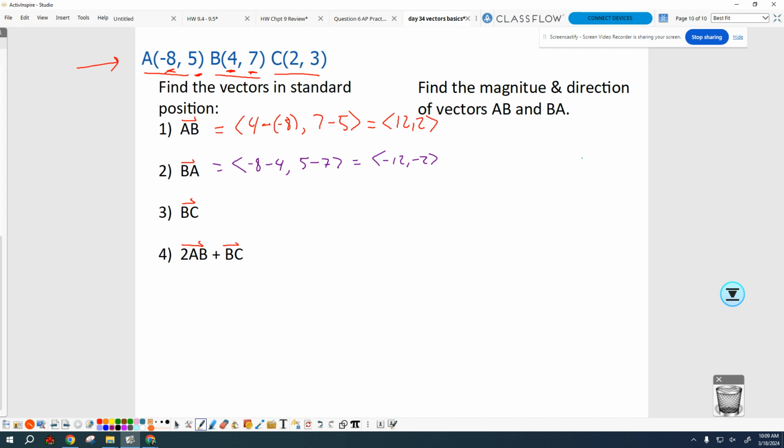Can I do the next? Sure. That's just 2 minus 4 and 3 minus 7, so negative 2, negative 4. And the next one, you have to times AB by 2, so then you get 24 comma 4 plus negative 2, negative 4. I got 22, 0.